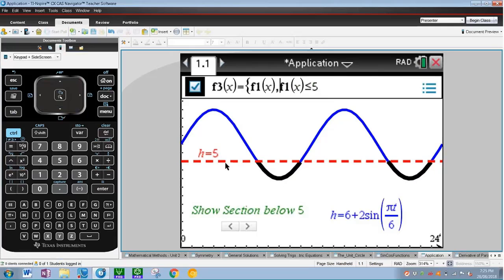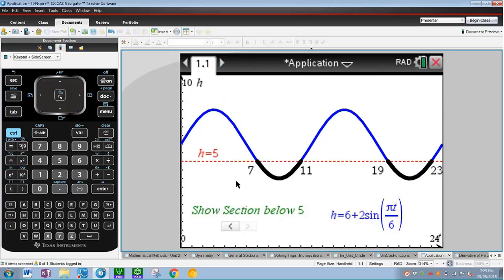And then what I've done is press another slider there, and again I've shown the actual times at which the height or depth is equal to 5, and then we can talk about what times the depth or height of the tide is above 5, and therefore we can figure out the percentage of the day in which a boat can enter and exit the harbor, and all those sorts of advanced questions that can come along. So there's another capability of the TI-Nspire that can really help bring some of these questions to life.